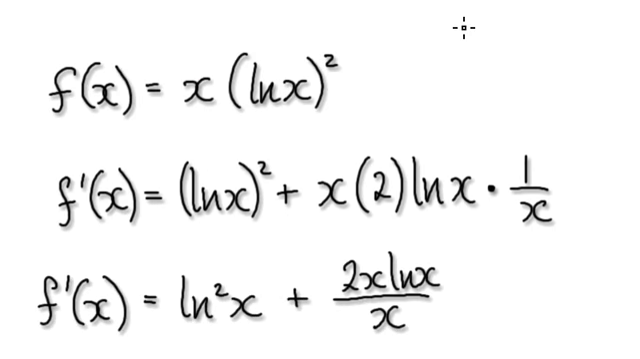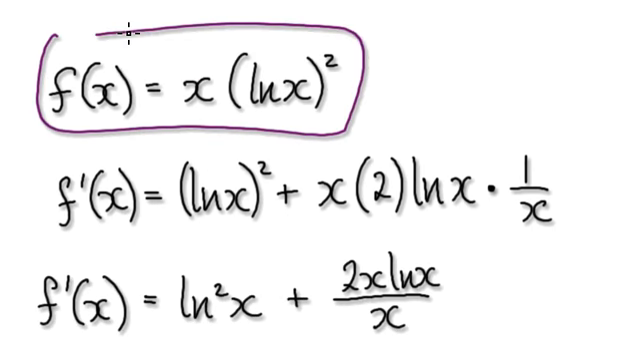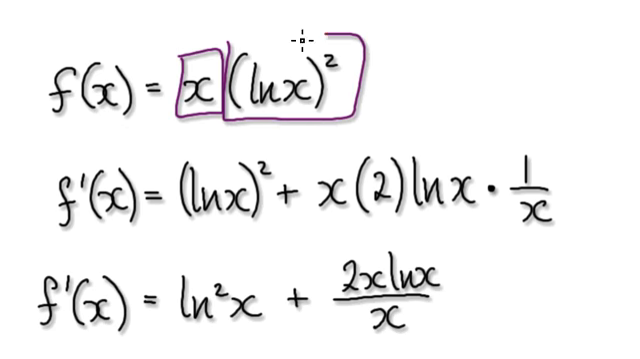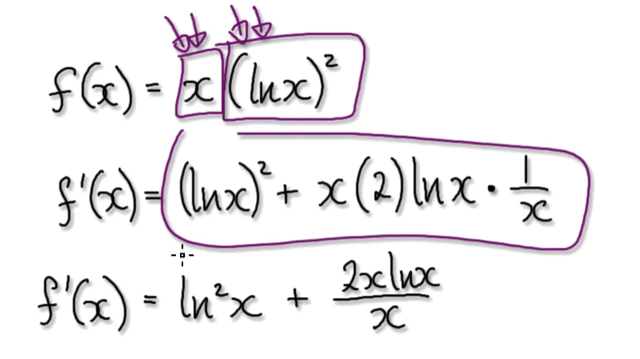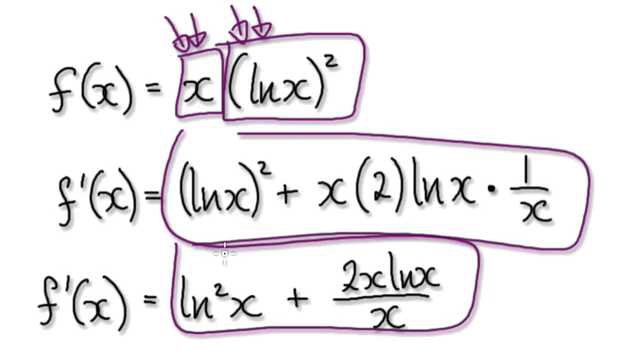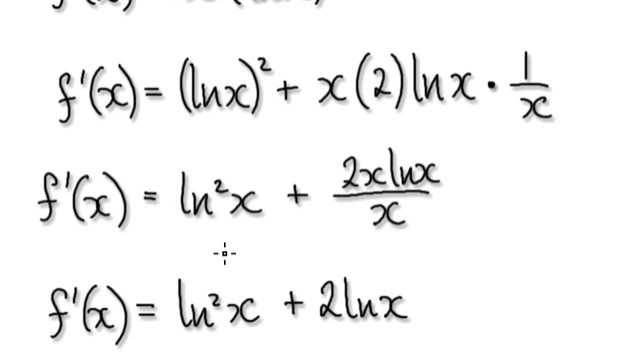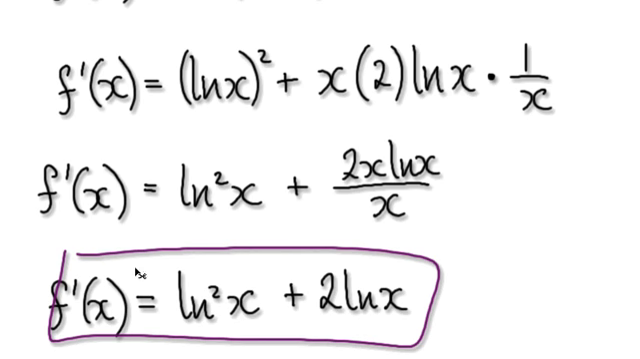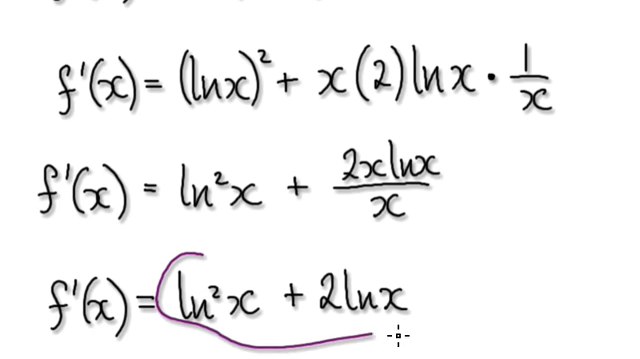Start out with our original function and differentiate it. What you've got here is one thing multiplied by another, so use the product rule. Differentiate this, leave this the same, and then leave this the same, differentiate this. That will give you this, and then this, and then this. So the first derivative is given by this.